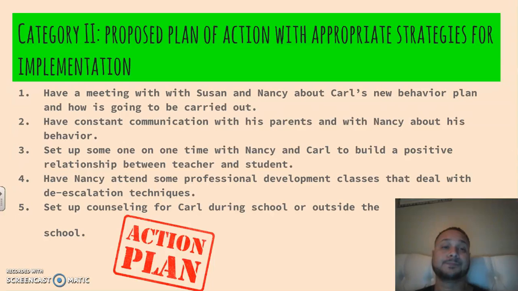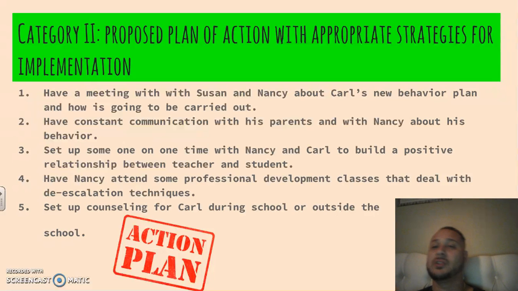Okay. Next, we have category 2, proposed plan of action with appropriate strategies for implementation. What do we do in order to help Carl? This is what I propose. First, we need to have a meeting with Susan and Nancy about Carl's new behavior plan. We have to come up with a plan and how it's going to be carried out.